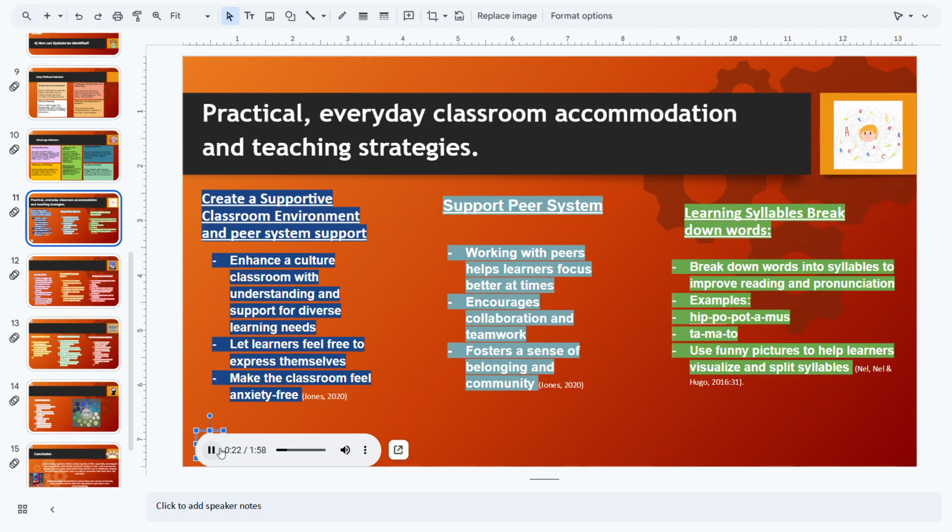Learners with dyslexia learn more effectively visually. In the foundation phase, they learn easily with rhyming words, and with older learners like the intermediate phase, they use more audio reading and writing activities. Create a supportive classroom environment and peer support system.